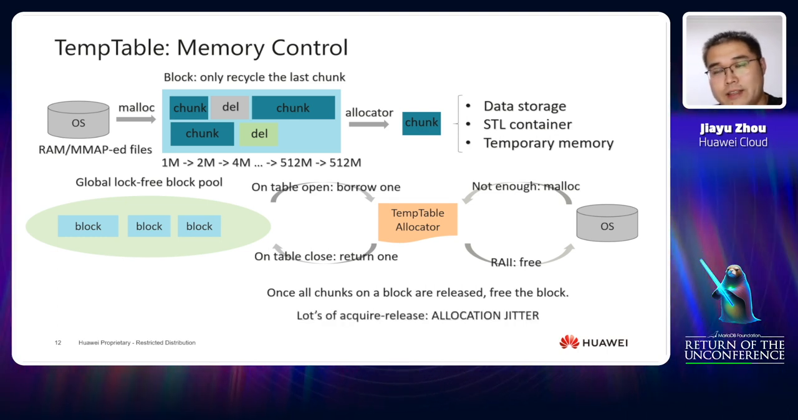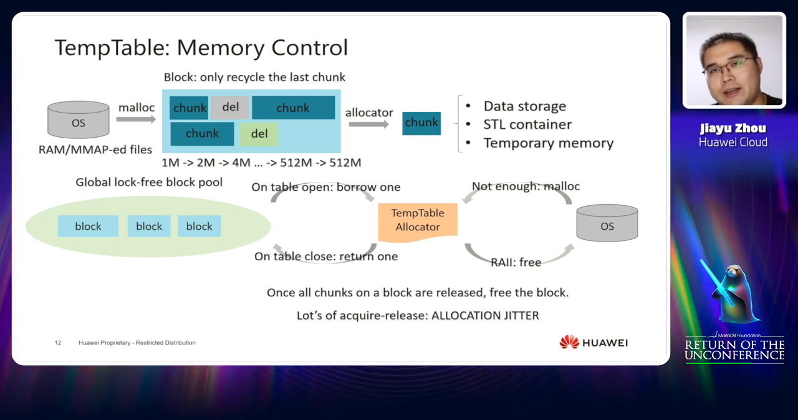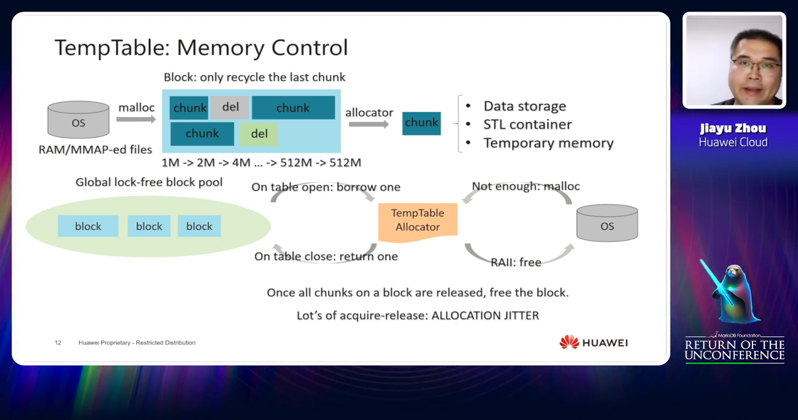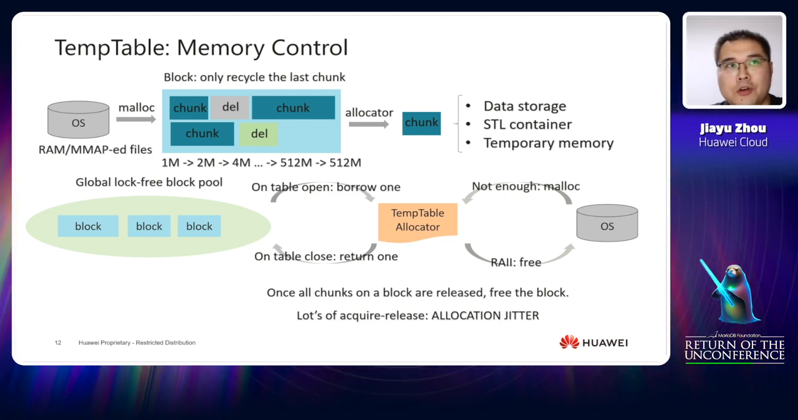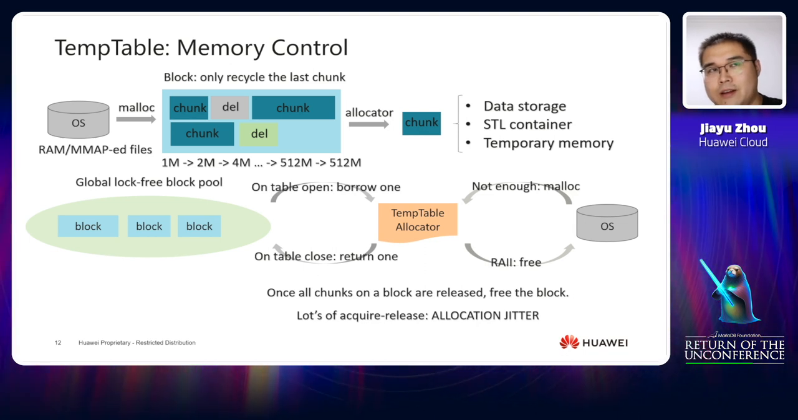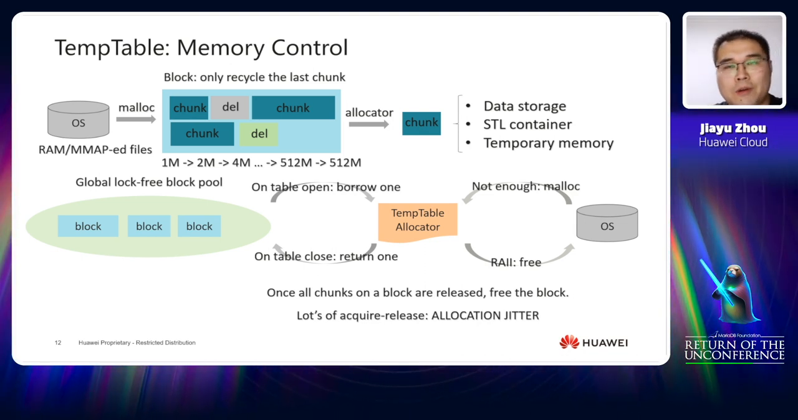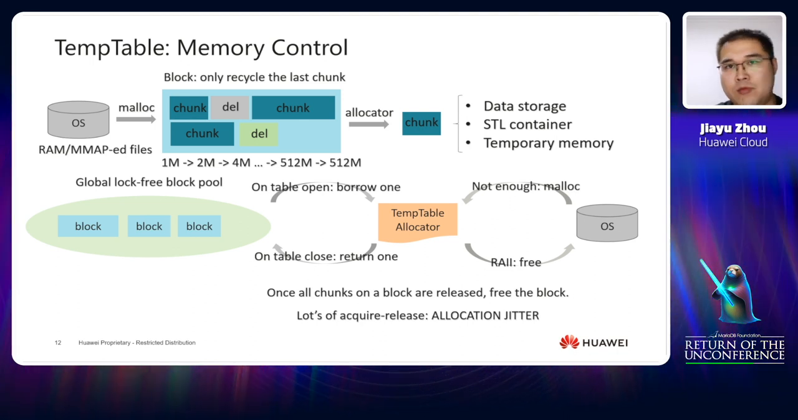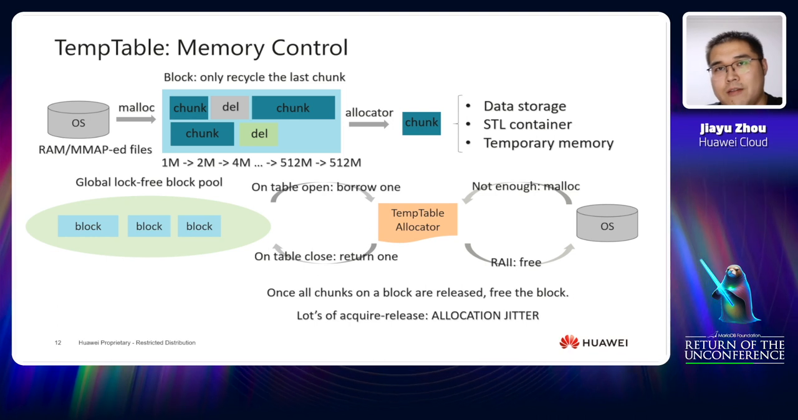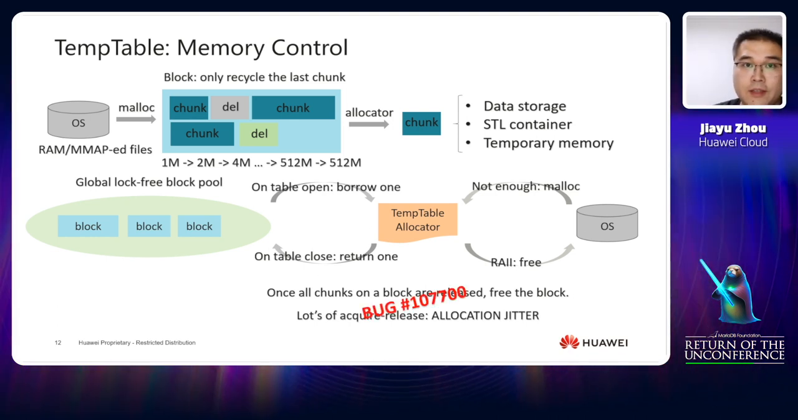And this may cause some issues in scenarios like a loop where, for each round, it allocates temporary memory and frees it. In this case, it may cause allocation jitter, because timetable will allocate a new block since all the other blocks are full, and once it's used, it will be released, and for the next round it allocates again and releases again. This will cause very serious allocation jitter, and this is the bug mentioned at the beginning of the slides.